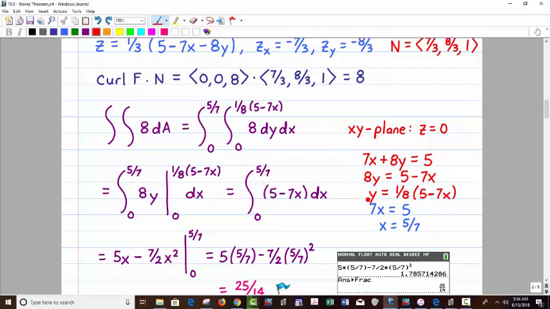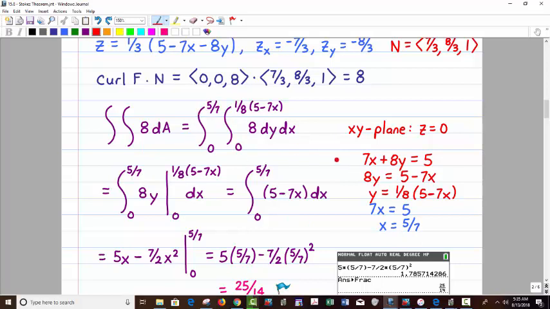So just kind of move this around, solved it, got 1/8 times 5 minus 7x. So that's for the dy. Then for the x, that means we zero out the z, which we already did. We also zero out the y, because remember the outside limits of integration are constant in terms of x in this case. So 7x equals 5. So x equals 5 over 7.